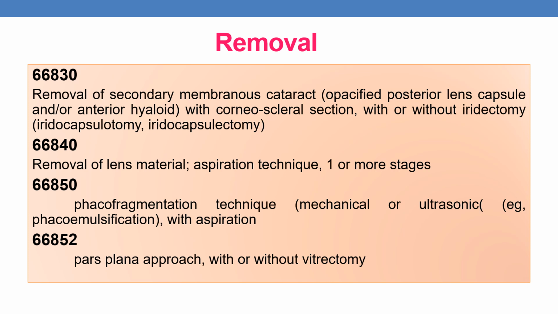So coming to the first CPT, that is 66830. Removal of secondary membranous cataract, opacified posterior lens capsule and or anterior hyaloid with corneoscleral section, with or without iridectomy, iridocapsulotomy and iridocapsulectomy. The next is 66840. Removal of lens material, aspiration technique, one or more stages. The next is 66850.